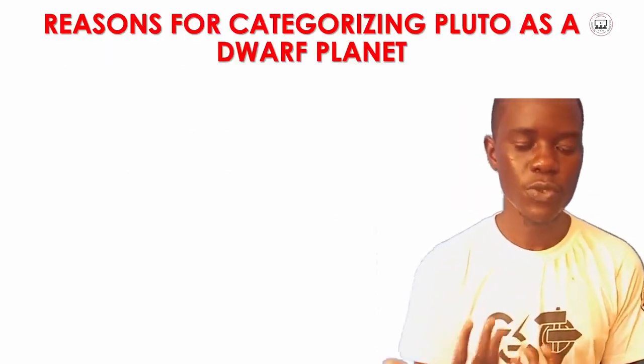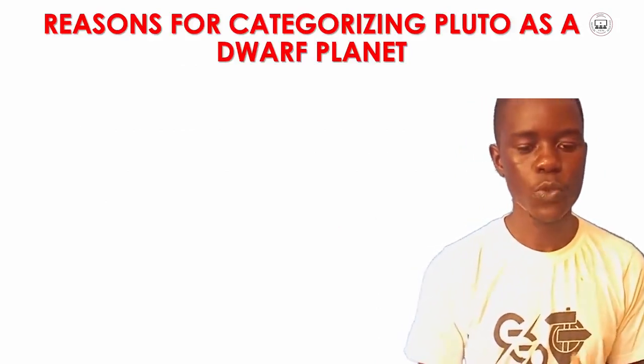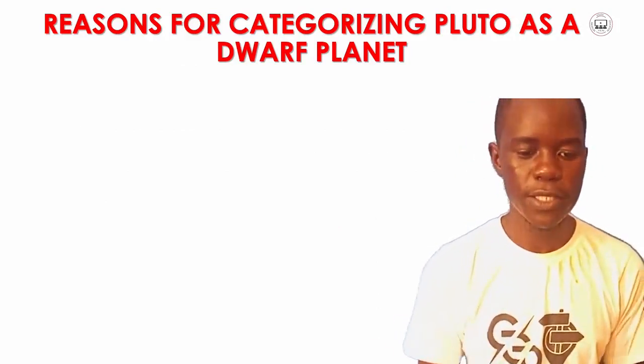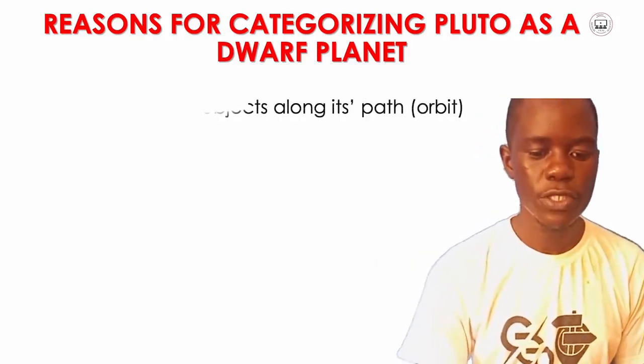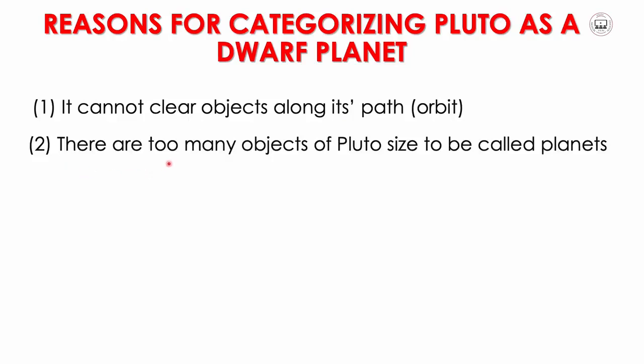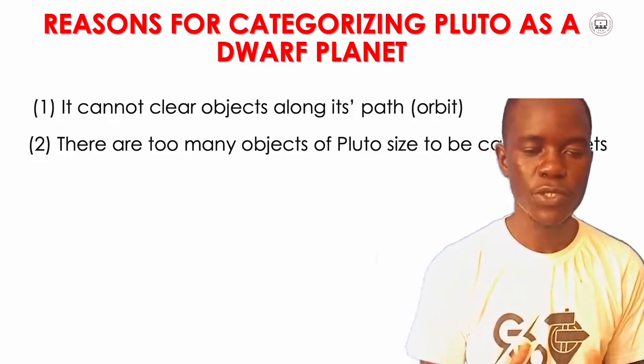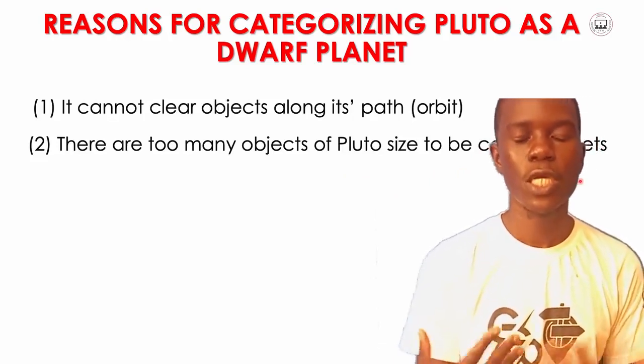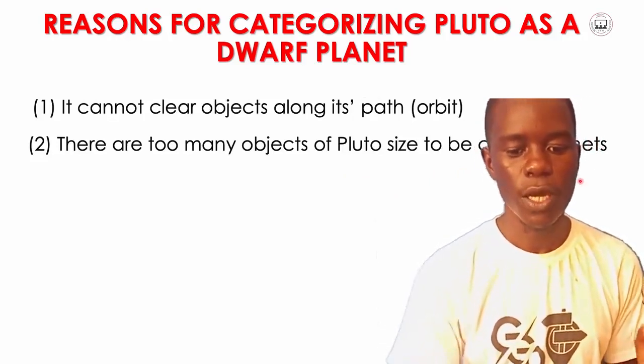So let's see some of the reasons why Pluto is being categorized as a dwarf planet. The first reason is that it cannot clear objects along its path. There are also too many objects of Pluto's size to be called planets. There are so many small objects which look like Pluto, and in that case it's very difficult to tell that this is a planet.